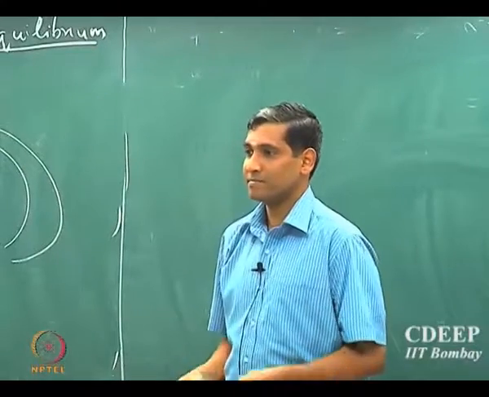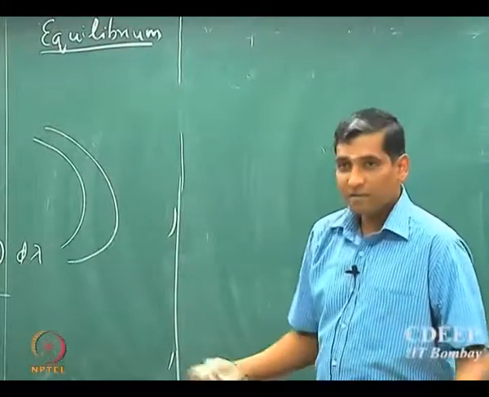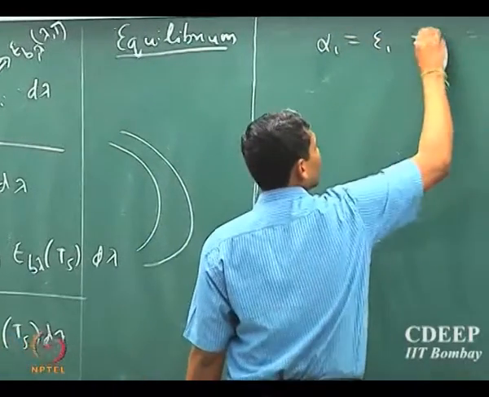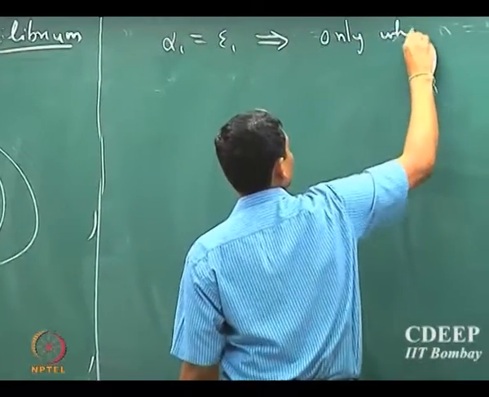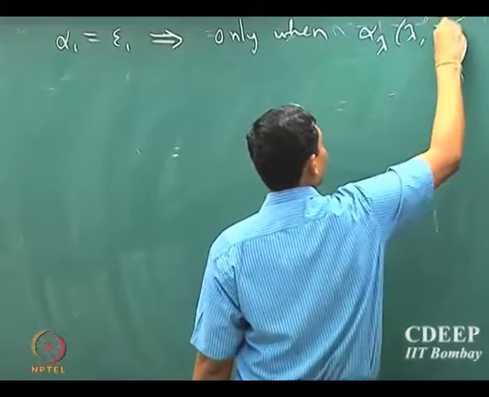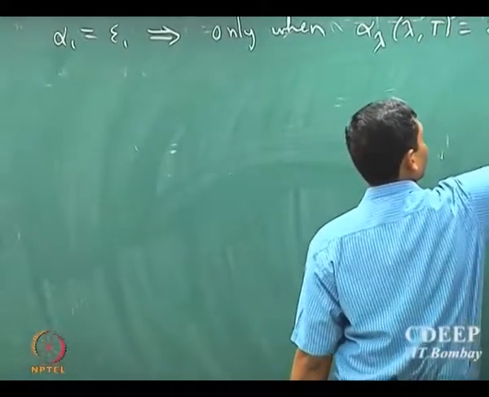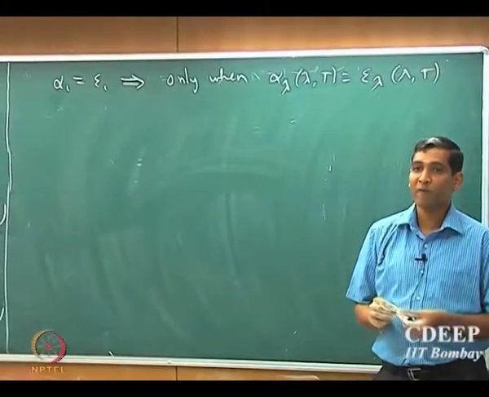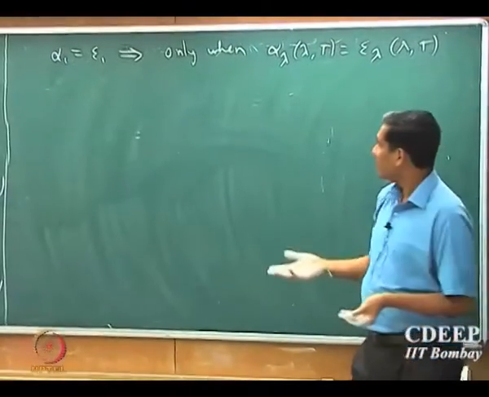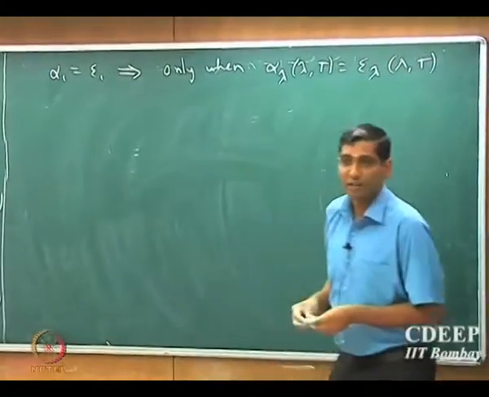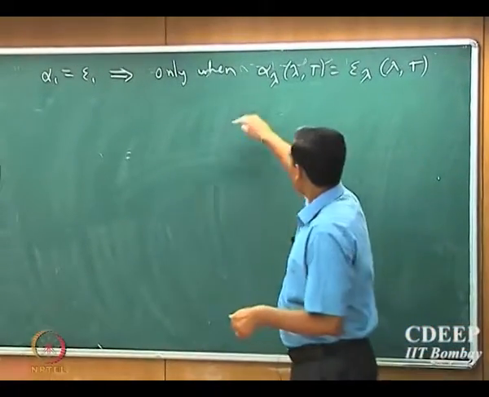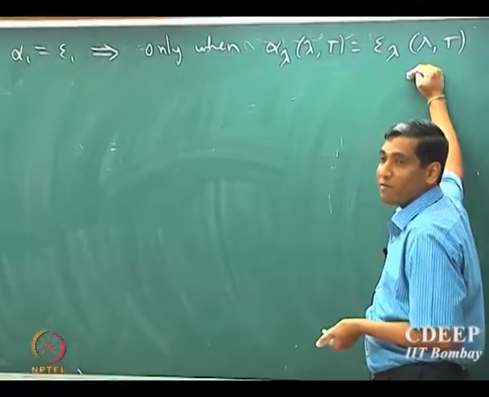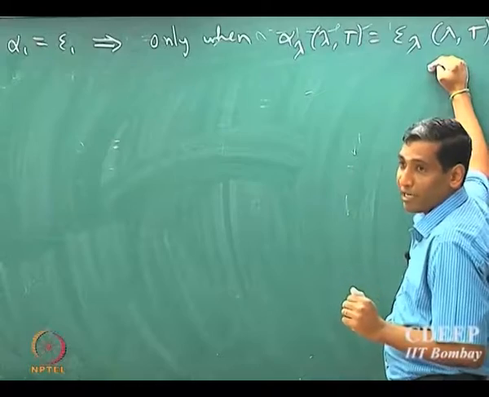So when is that possible? So this is possible only when alpha 1 equals epsilon 1 only when alpha lambda of lambda comma T equals epsilon lambda of lambda comma T. So this means that the spectral hemispherical absorptivity and the spectral hemispherical emissivity also have to be equal to each other. So it's a very, very important relationship. Simply by looking at the definitions and a very simple energy balance, we are able to show that the spectral hemispherical absorptivity of a real surface should be equal to its emissivity if the incident irradiation is that of a black body radiation.